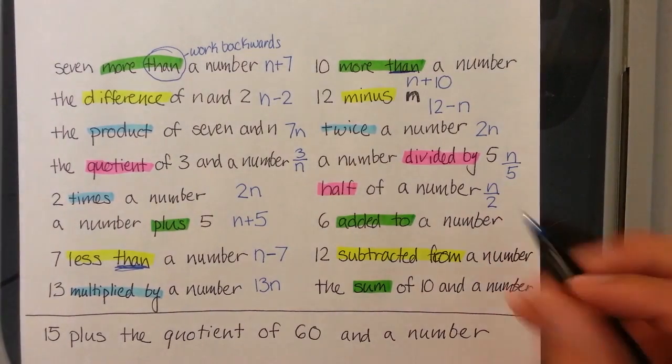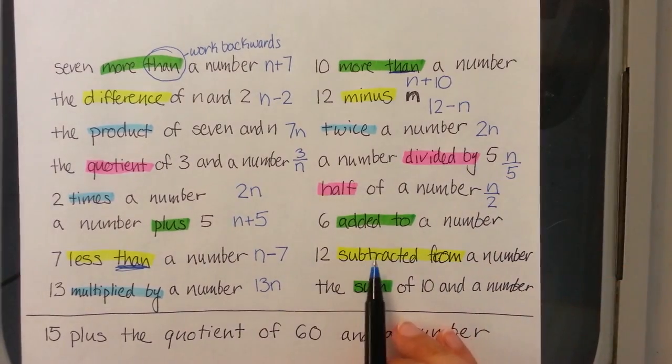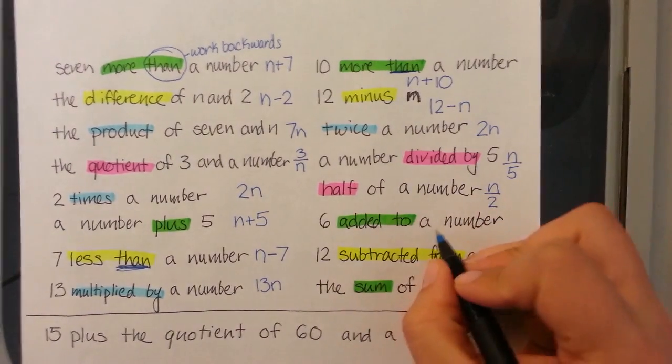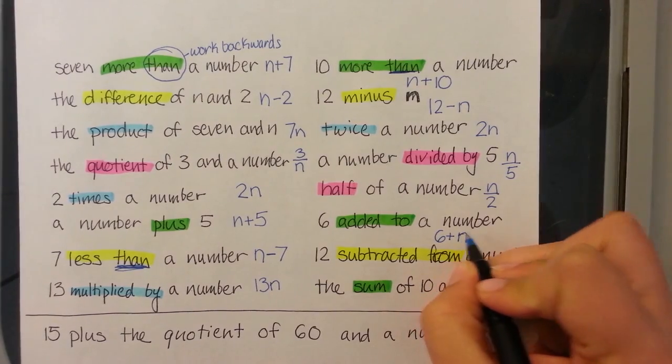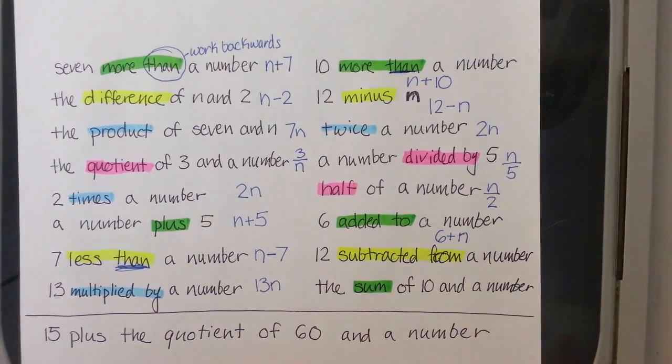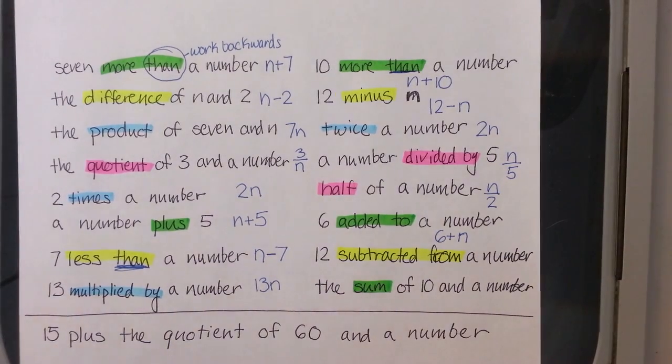Next, 6 added to a number. Added to a number, we could just do 6 plus a number. It's fine if you want to turn this one around too, if you wanted to do a number plus 6. Added to is one of those ones that can go either way.